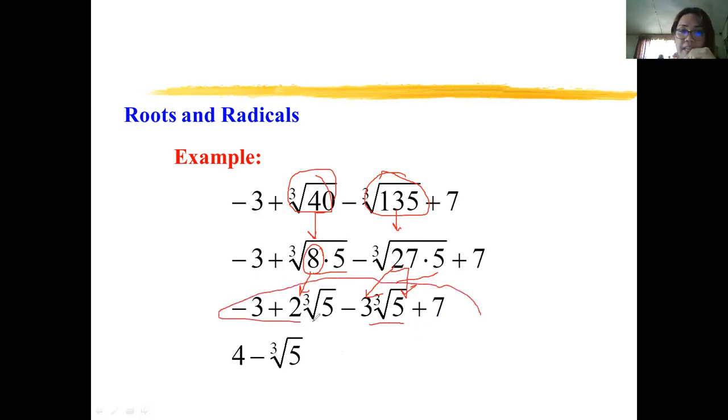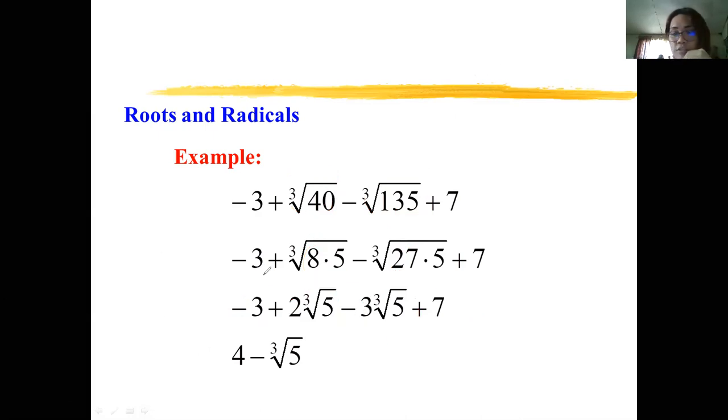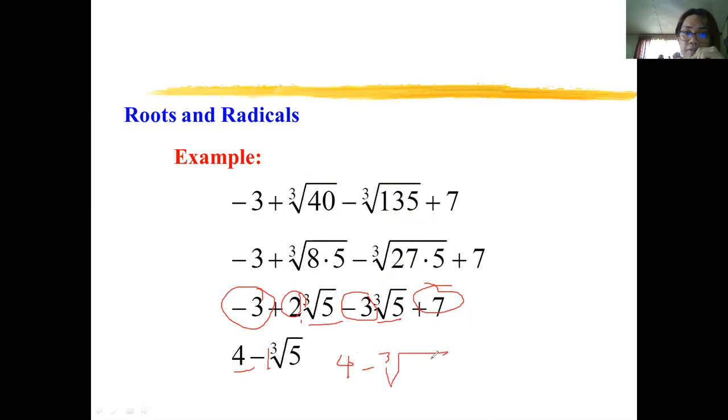So we already have the same radicals. This one, 2 cube root of 5 and negative 3 cube root of 5. So now we can just combine like terms, negative 3 and 7. That is considered 7 minus 3. That gives us 4. Then this one, since they are like radicals, subtract 2 and 3. So 2 minus 3 is negative 1. Then copy the cube root of 5. So negative 1 cube root of 5, or you can write it as 4 minus the cube root of 5.